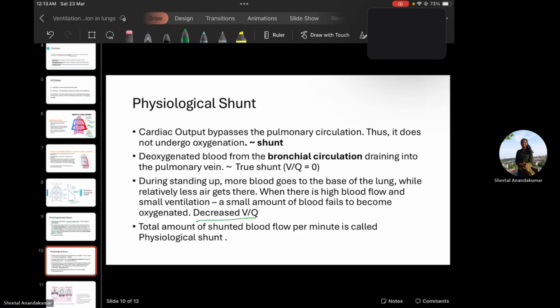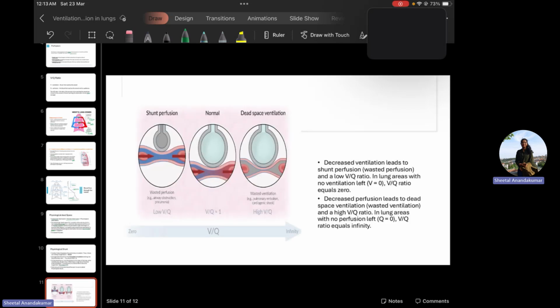So yeah, we've come to the last slide of this video, and so just a revision. Decreased ventilation leads to shunt perfusion, which is also called wasted perfusion, and a low VQ ratio. In areas with no ventilation, where the ventilation is zero, the VQ ratio equals zero. Decreased perfusion leads to dead space ventilation, or wasted ventilation, with no perfusion left. When the perfusion value is zero, the VQ ratio equals infinity.